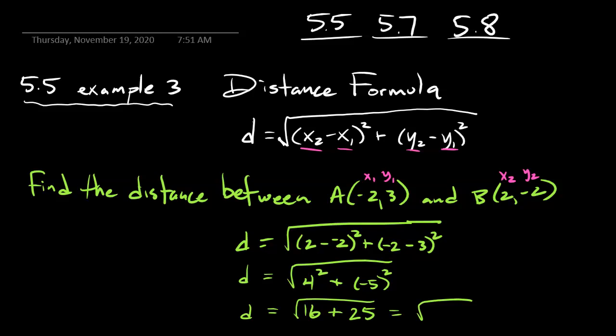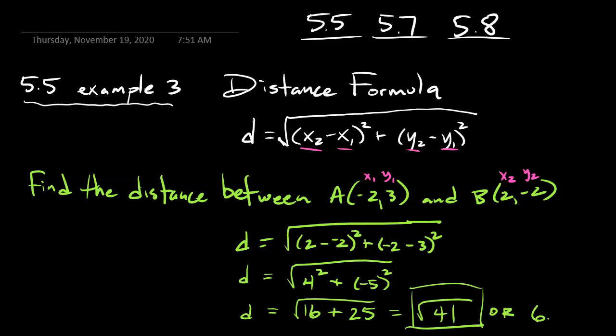What is 16 plus 25? 41. That's a terrible answer. I don't know what the square root of 41 is. So you could give two answers. The distance between the points is square root of 41, or you could make it a decimal, because when you're answering a distance, a decimal is often what's given. Square root of 41 is the exact answer, but a lot of people would round it as a decimal. I'm going to guess the answer is like 6.5-ish.